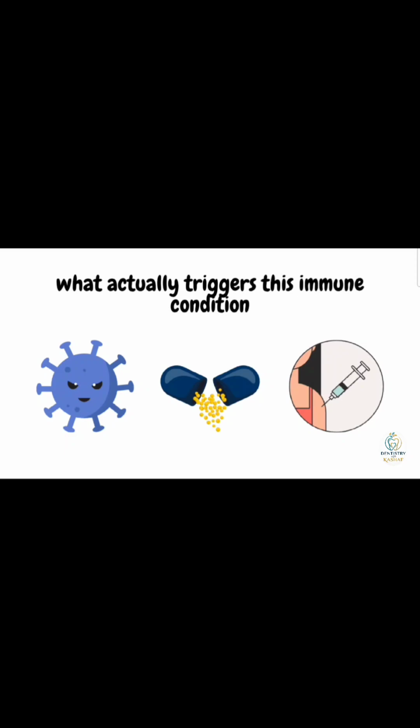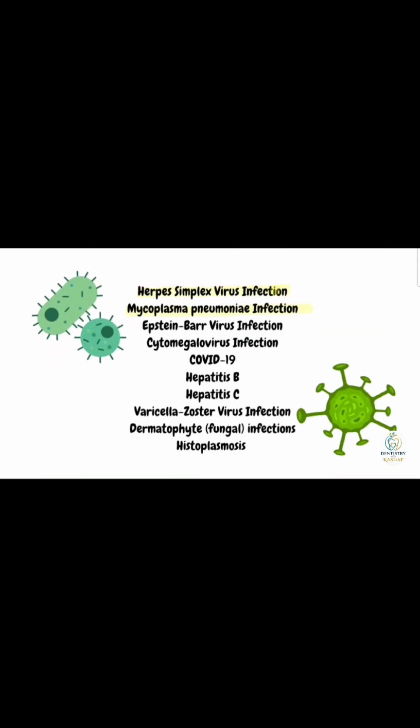Then, what actually triggers this immune condition? We know that certain infections, like bacterial or viral infections, some drugs and medications, and others including some vaccinations. The list of infections that could cause erythema multiforme includes the following: herpes simplex virus infection, mycoplasma pneumoniae infection, Epstein-Barr virus infection, cytomegalovirus, COVID-19, hepatitis infections, varicella zoster virus infection, dermatophyte or fungal infection, histoplasmosis. But among them all, these two are very important, which I have already highlighted for you guys.